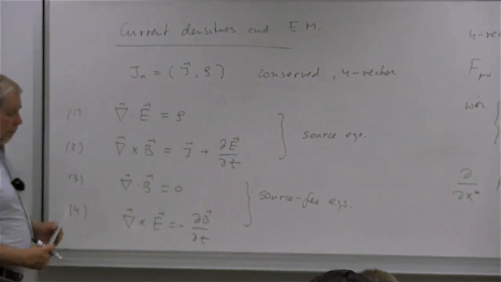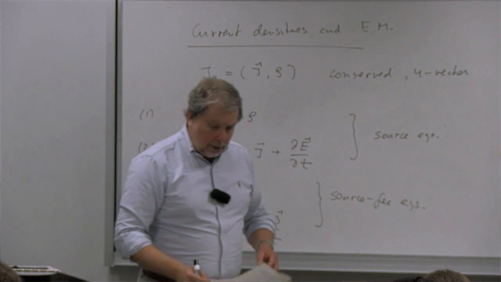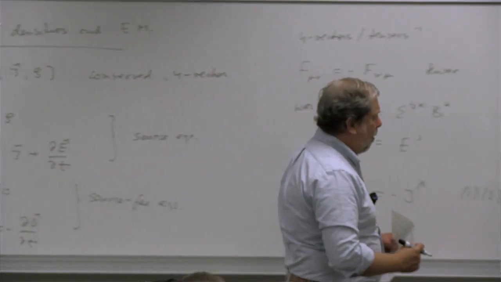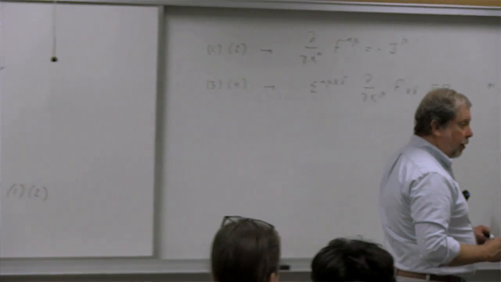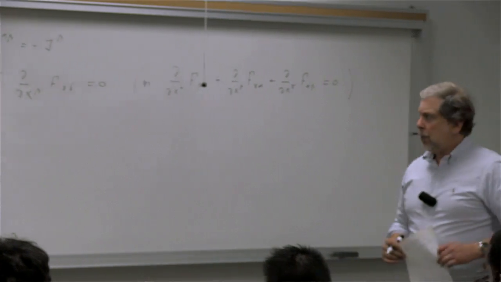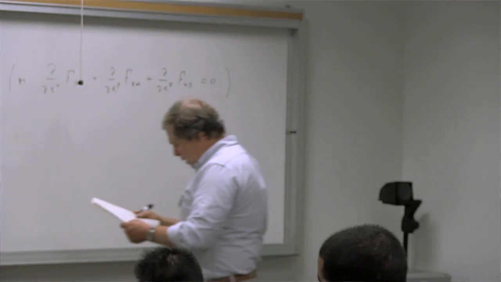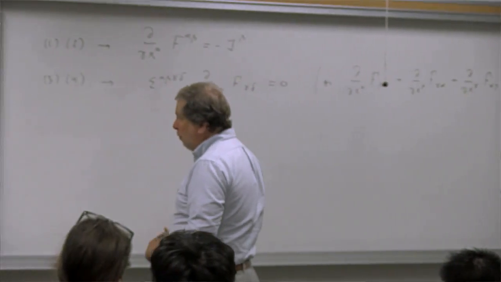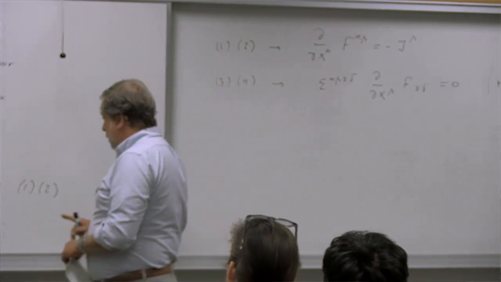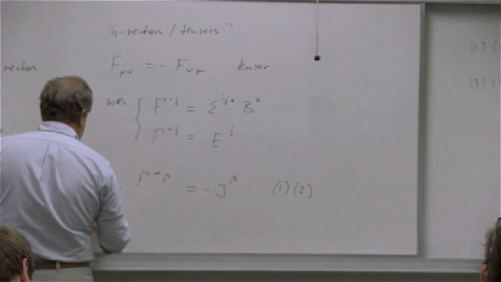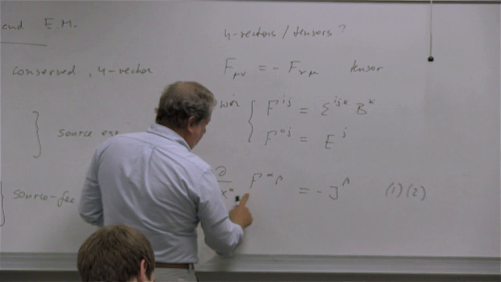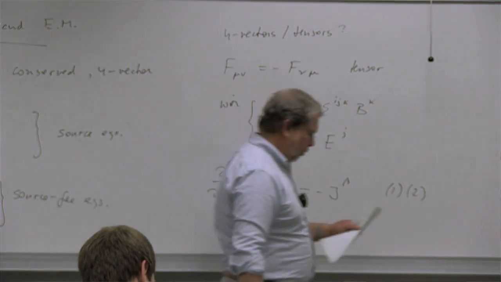Source-free equations. So that's kind of neat that you can rewrite Maxwell's equations in a form that involves these 4 vectors. And this J is a 4-vector. And so we expect this object to be a 4-vector too.